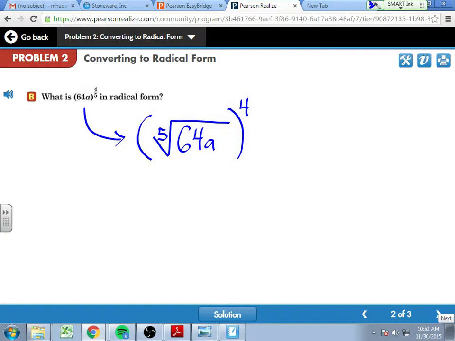Jacob? Because, well, if you put it inside, then you would have to put it on both the 64 and the a. Yeah, here's the other option which we're not going to use. I'd have to have 64 to the 4th and a to the 4th both in there, and 64 to the 4th gets really messy. So I'd rather just put it out top.